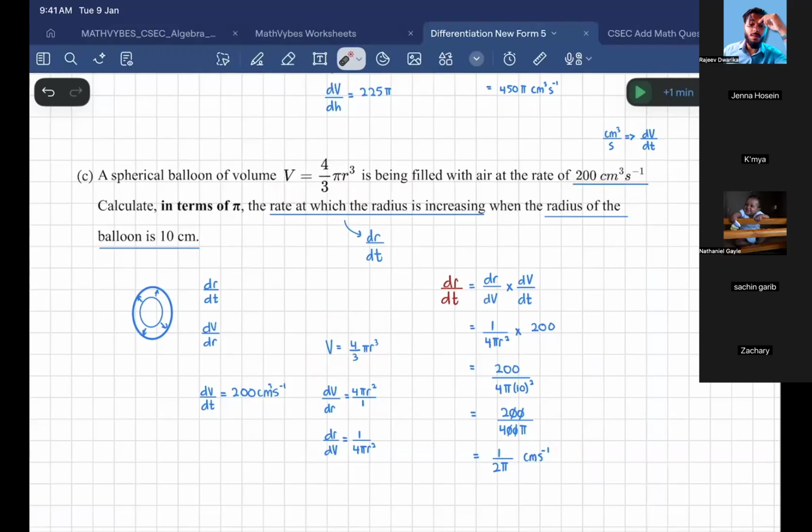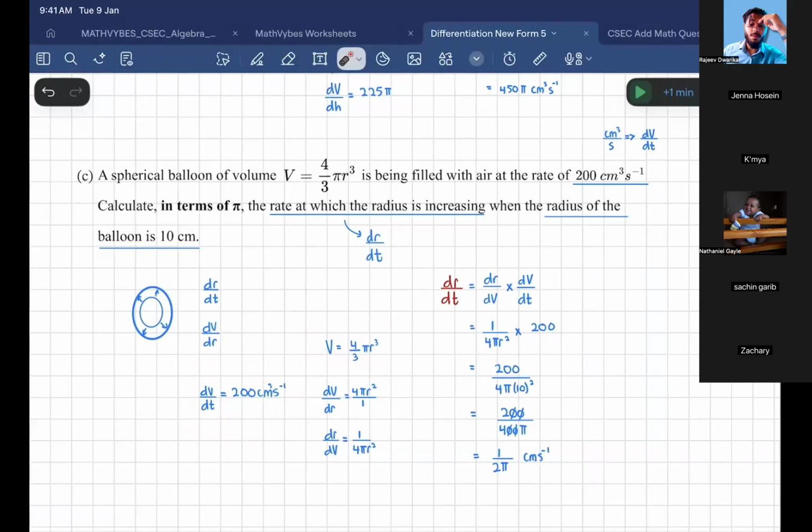If I see 200 centimeter cube per second, Jenna, what do we measure in centimeter cube? Volume. And what do we measure in second? Time. Right, so that 200 centimeter cube per second is actually dV/dt. So I'm going to put that down. I was given dV/dt, and I was given the formula for volume. Cool. Now I'm going to look to see what they ask.